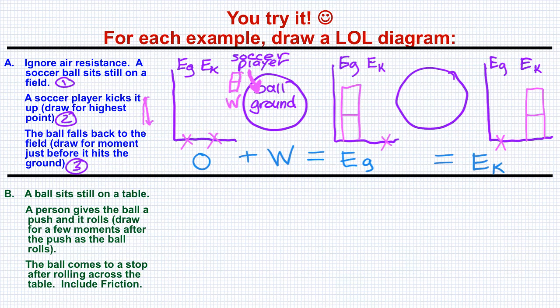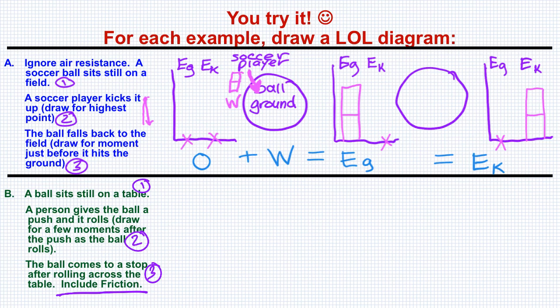Okay, so here's how I would approach this problem. First of all, when I look at this problem, I note that I have a ball sitting still on a table, then I have a person pushing the ball, and then the ball is rolling across the table. That's my second snapshot, one moment as it rolls, and then the ball stops. And the big caveat here at the bottom: include friction. So I'm seeing three snapshots, three L's. The first when the ball is sitting still, the second when it's moving across the table, and the third when it's come to a stop.